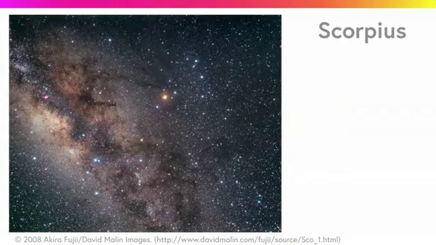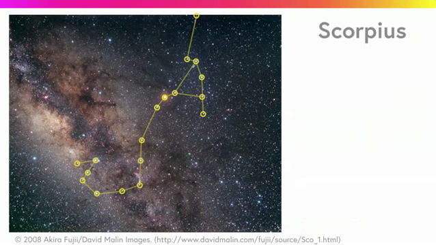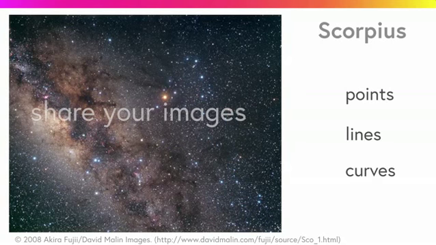Here is an image of the whole constellation of Scorpius. Can you identify the scorpion? In the next activity, you will be asked to identify points, lines and curves in your own images and to share them with your fellow students.